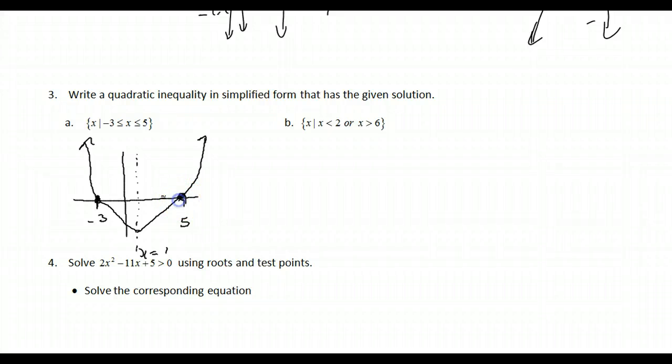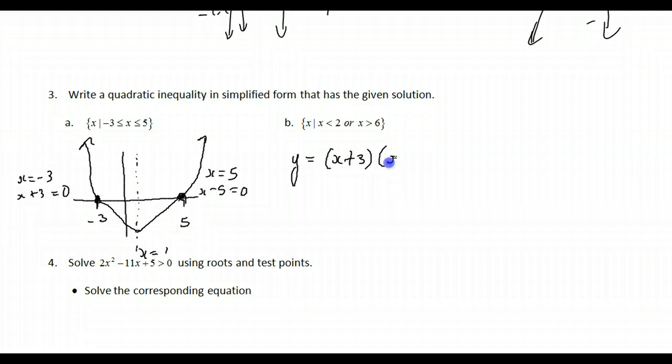This is the intercept, the corresponding root. So if I know that x equals negative 3, then x plus 3 equals 0 is the corresponding factor. If this is x equals 5, then x minus 5 is the corresponding factor. So in factored form, I'm graphing y equals x plus 3 times x minus 5, which is x squared minus 2x. X squared minus 5x plus 3x is minus 2x, minus 15.